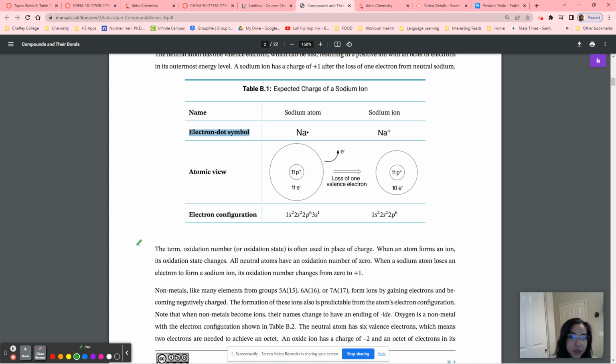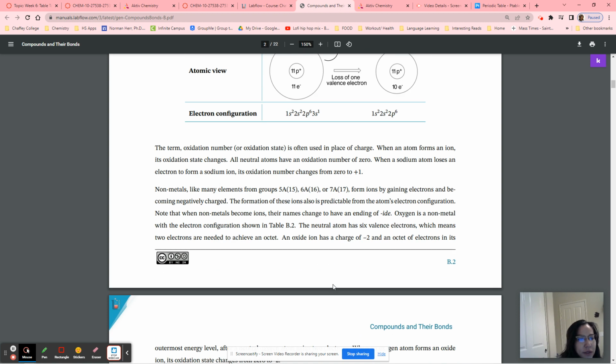Electron configurations. Please watch the video again on electron configurations that we did in chapter 4 to go over it, because that's a little bit more detailed. All right. Oxidation numbers is basically the amount of electrons that you've gained or lost. It's going to be that charge that you get from it. Remember that when your atom is neutral, you're going to have an oxidation number of 0.